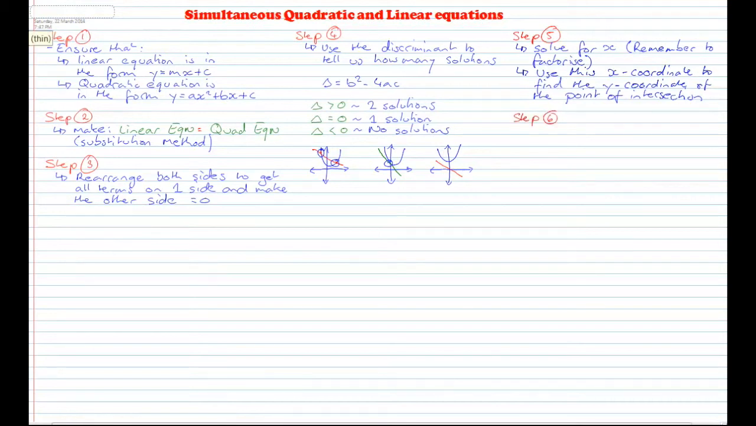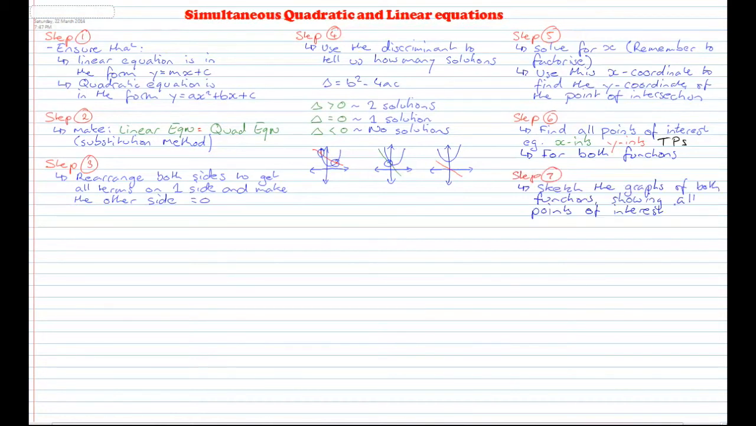And step 6 is to go through and find all the points of interest for both functions. That is, the x-intercepts by making y equal to 0, the y-intercept by making x equal to 0, and of course the turning points of the quadratic. And finally, step 7 is to sketch the graphs of both functions, remembering to show all points of interest. That is, once again, the x-intercepts, the y-intercepts, the turning points, and whereabouts the two lines cross over.